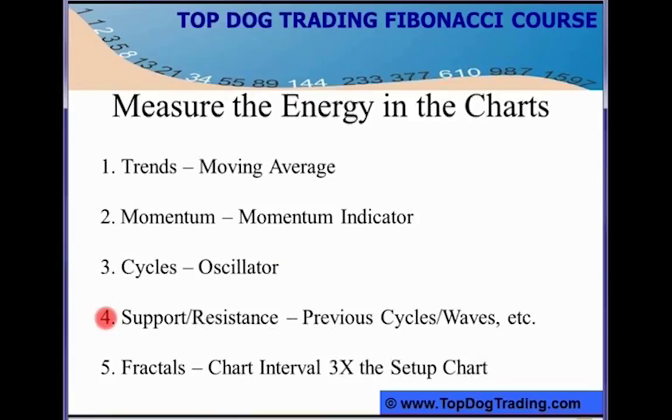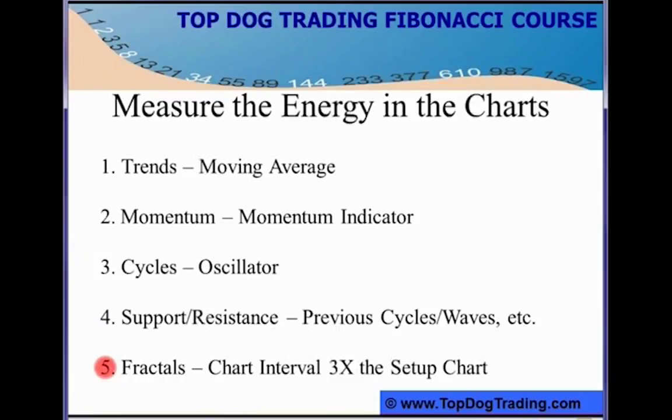Now, number 4 is support resistance. This is where Fibonacci fits into the toolbox. It is energy number 4. And you can use also other support resistance levels, floor trader pivots, 52-week highs and lows, all that kind of stuff. These first 4 are in the short-term chart. Then if these are all bullish or all bearish, then I go to the next higher time frame.